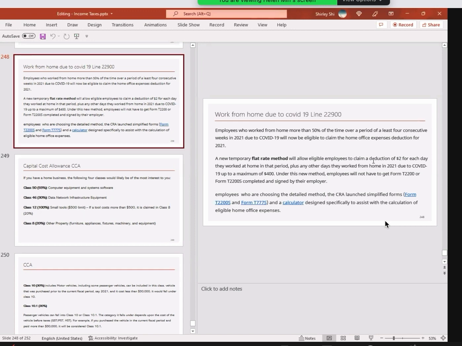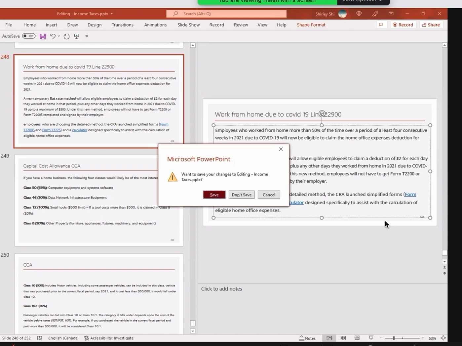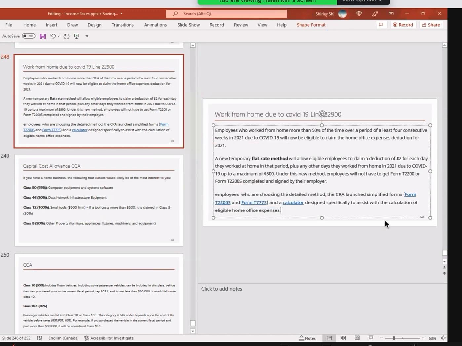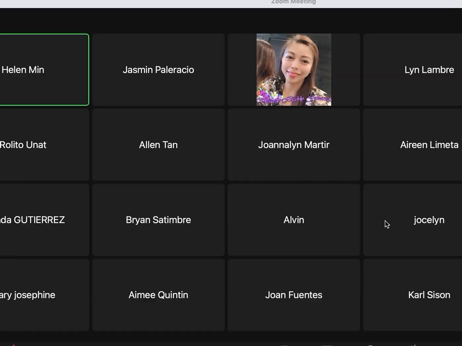That's 400. In 2021, due to COVID-19, the maximum is up to 500. It's not 400, 400 is 2020. So this year it increased to 500. So this one is 500. That's the update. Because the CRA updates their numbers every year, I need to update my stuff.